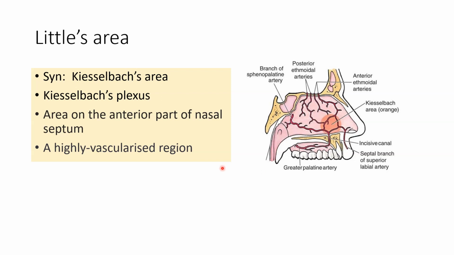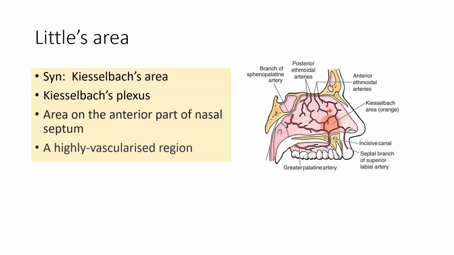So Little's area is a highly vascularized region on the anterior part of nasal septum, and that area is known as Kesselbach's area, and the vascular plexus is known as the Kesselbach's plexus. This plexus is contributed by branches from the ophthalmic artery, which is a branch of internal carotid artery. These branches are the anterior ethmoidal and posterior ethmoidal arteries.